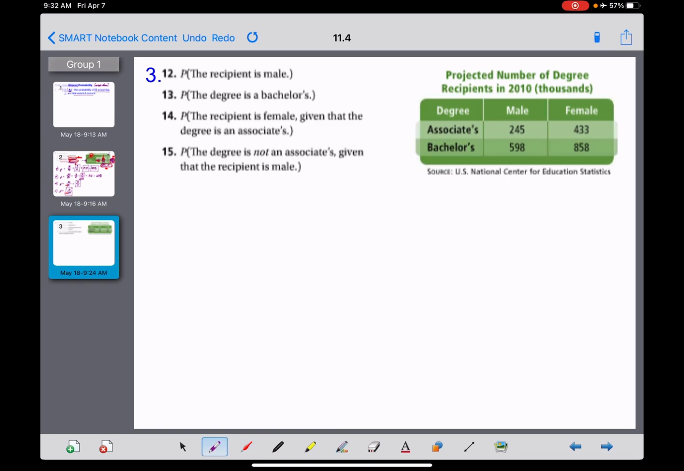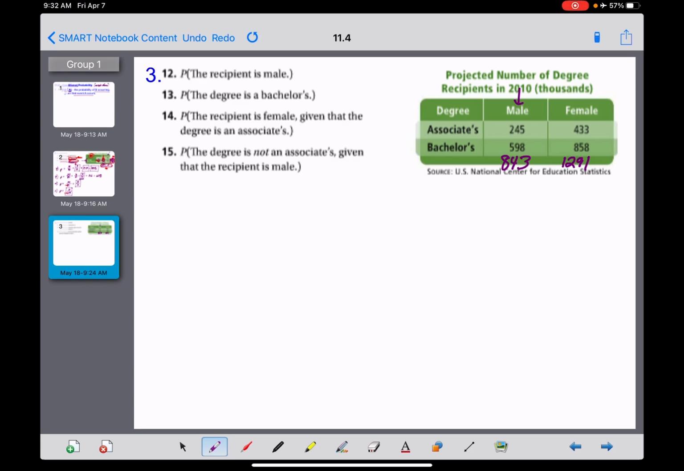So we're going to go ahead and do what we did a while ago. We're going to add up in our columns right here. So I've just got my handheld calculator right here, and I'm adding up the male column right here. I'm adding up 245 plus 598 to get me 843 total males who received a degree in this particular year. And now for female, 433 plus 858 gets us a big number here, 1,291. And I'm also going to add going across.